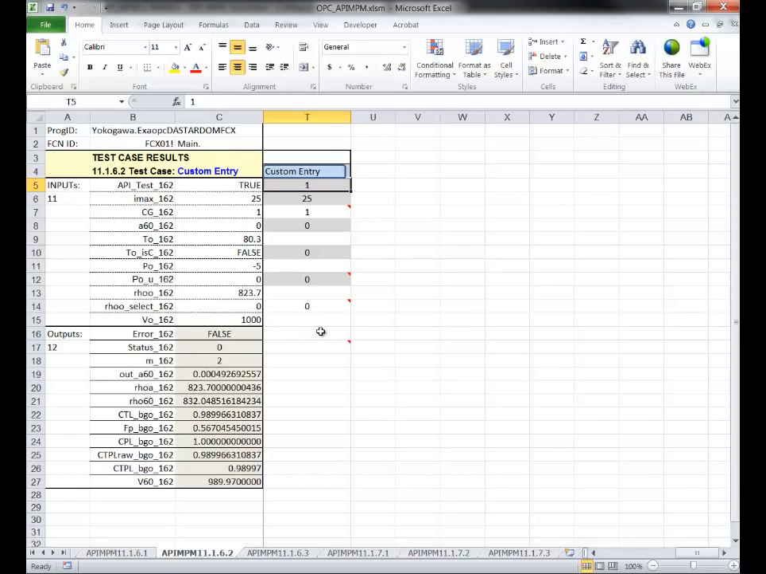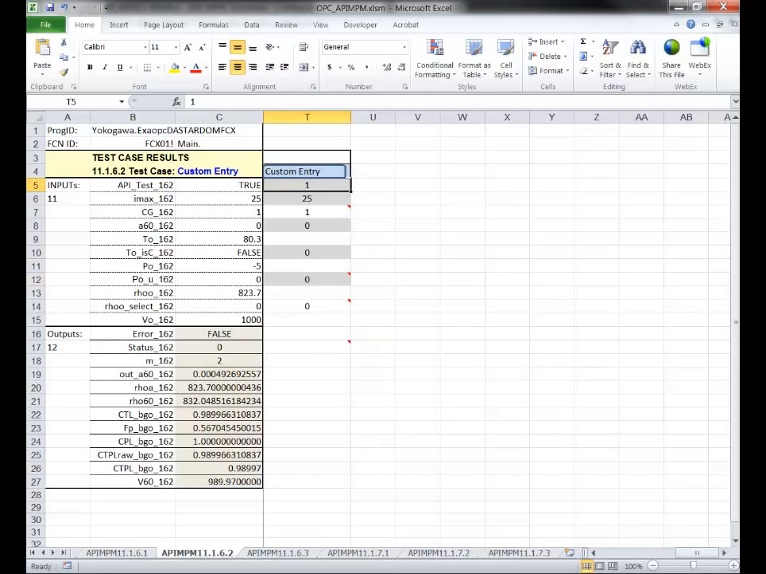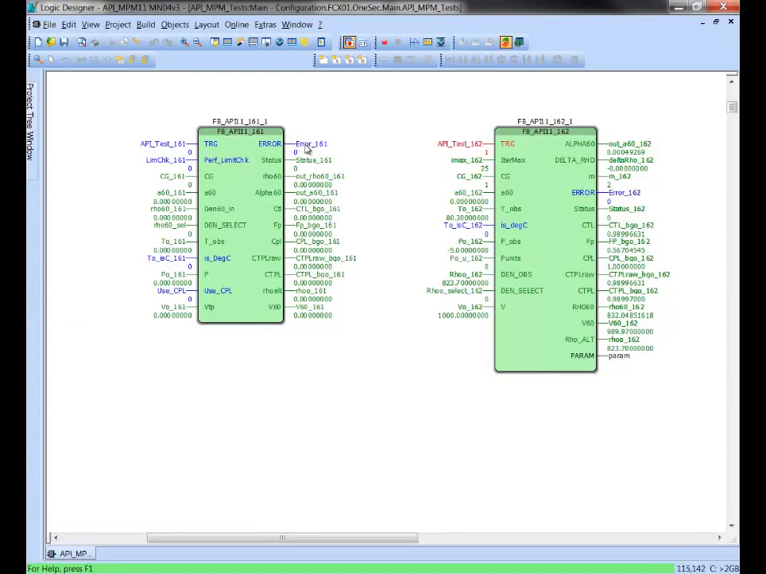If there's an error on the block for whatever reason, this error would become true, and then it would throw a status code, and the status code little helper here tells you if it was due to temperature not being within range. So these calculations are only good within a certain temperature range, pressure range, and density, and that will be displayed here under the status bar. And these statuses, I'll go back to the engineering environment. You can see that there's the error and the status codes on these function blocks. So they are there, and it's documented.